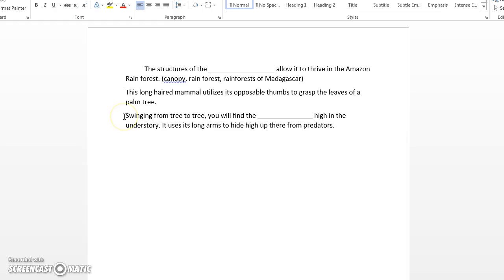Okay? So that might be like if you have some sort of a bird, you might say flying from tree to tree, you will find the bird high in the canopy. And then you would say it uses its wings to fly above and look for prey. So it's a little bit different. For a fish, it could be like swimming through the Amazon River, you will find the blank. It uses its dorsal fin to help steer away from predators or steer to look for prey. Or to steer to swim quickly away from prey or something like that. Okay? All right, press pause and write your sentence.